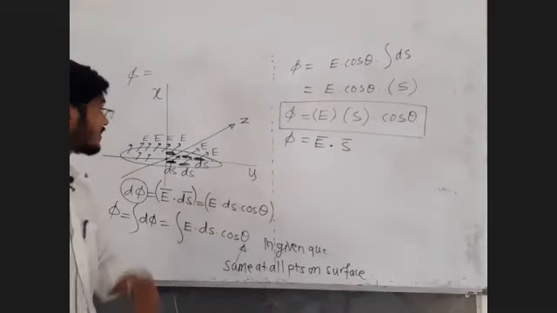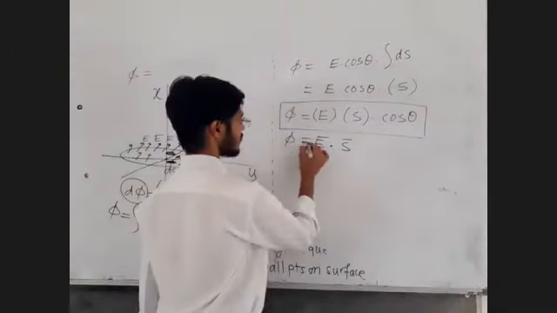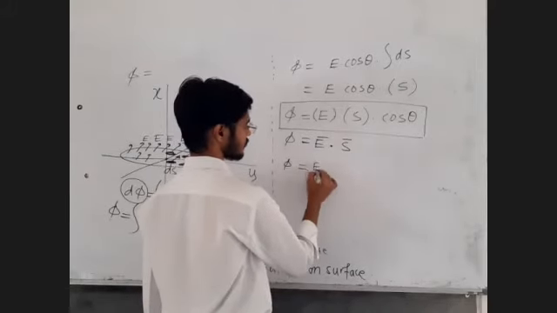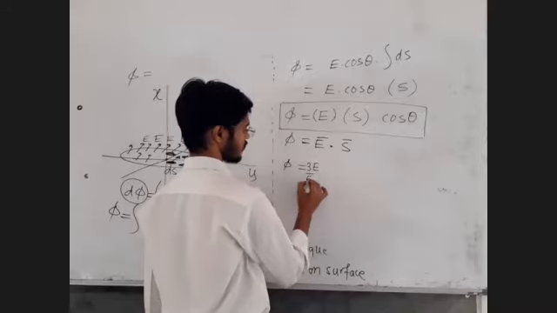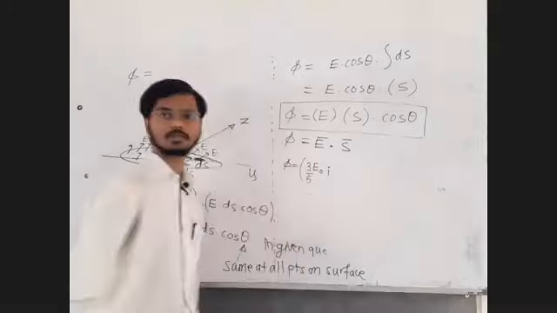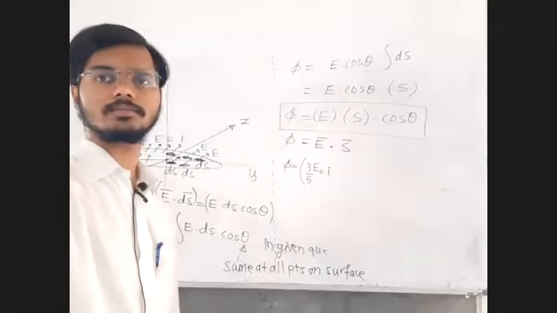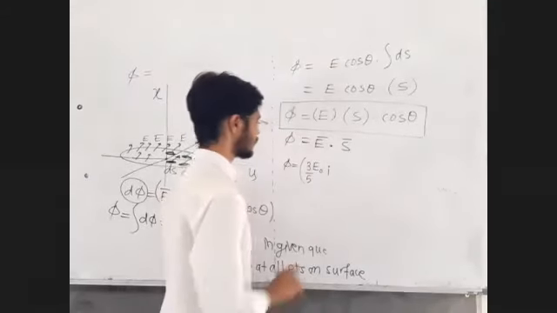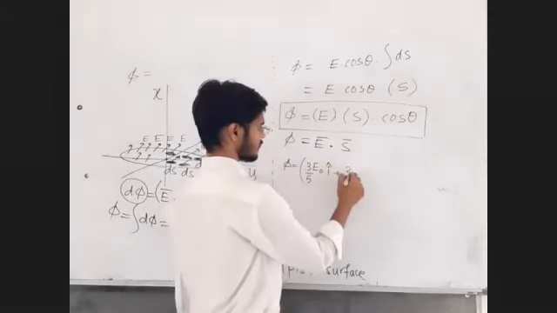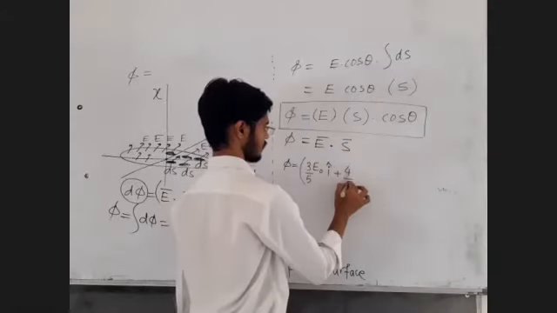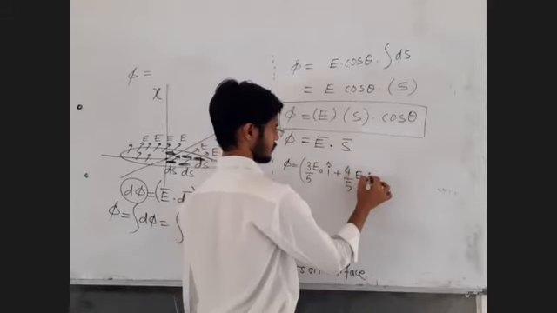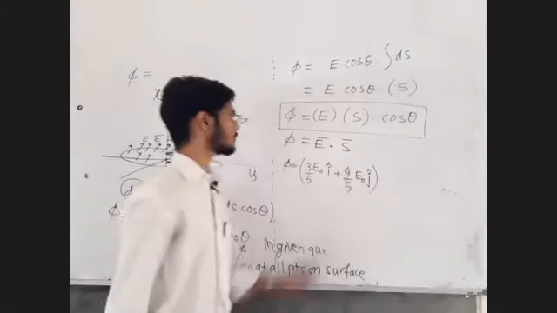Fine. Let us find out the answer. Electric field is given to us as (3/5 plus 4/5) E0, sorry, 3/5 E0 i cap plus 4/5 E0 j cap. Write down along with me. This is the first vector.